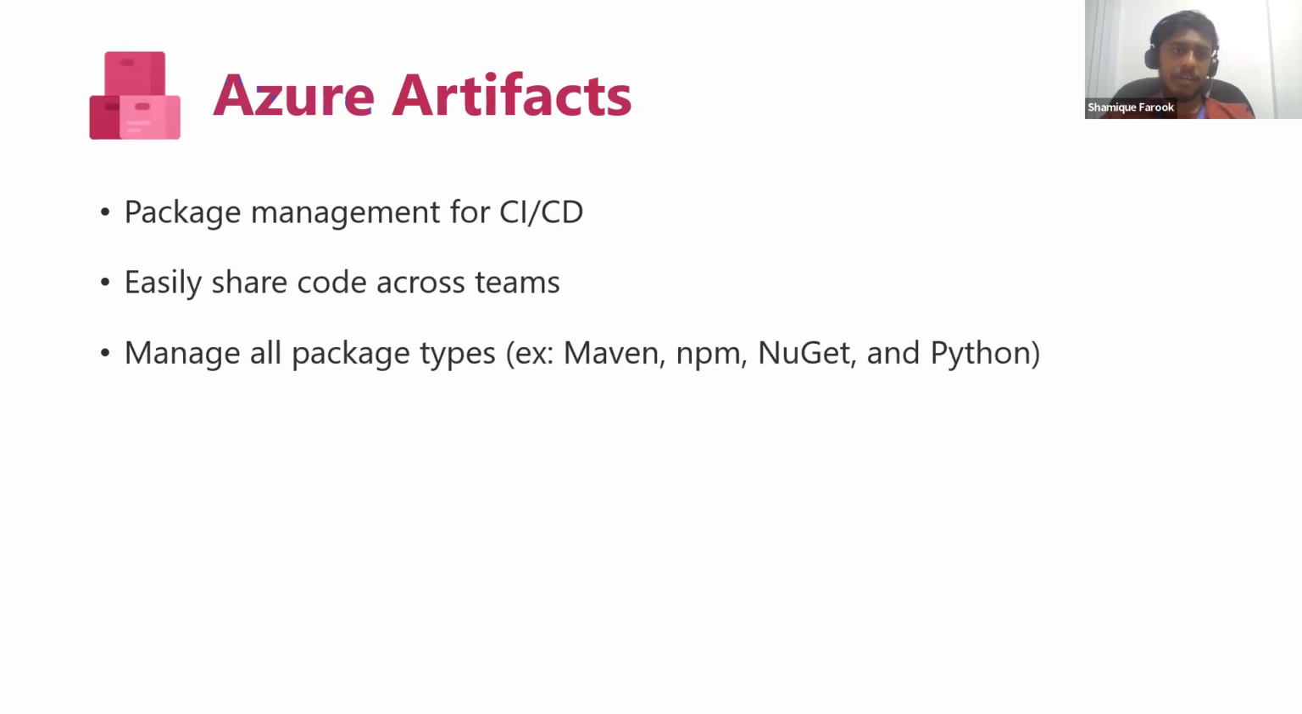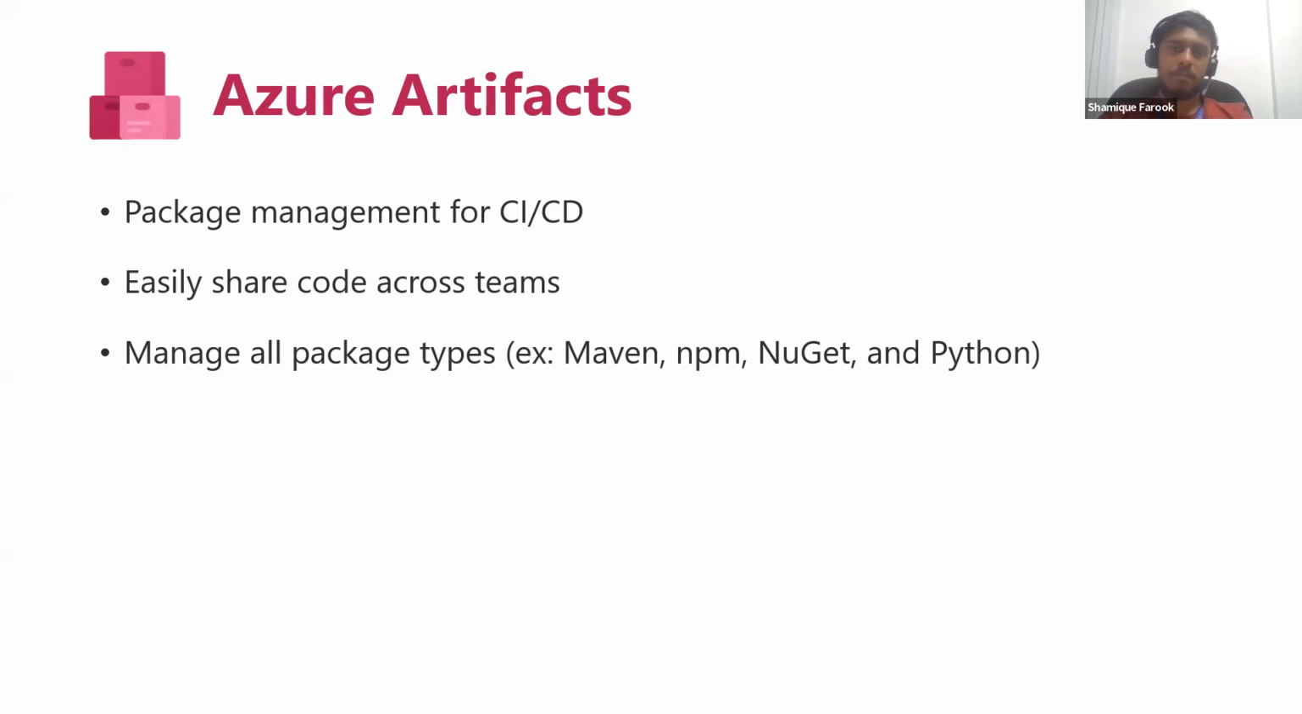And finally, we have Azure Artifacts. It's package management for CI/CD pipelines. With Azure Artifacts, we can easily share code across teams. Basically it manages all package types. If it is a Java project, it's Maven. If it is a Node project, it's npm. If it is .NET, it's NuGet, and also Python. So all these types of packages are supported by Azure Artifacts.